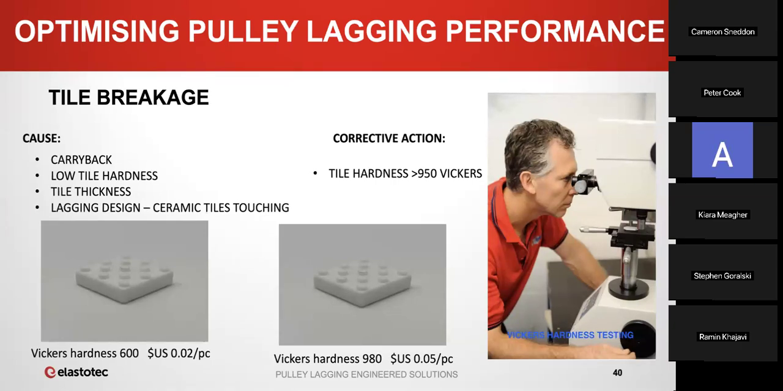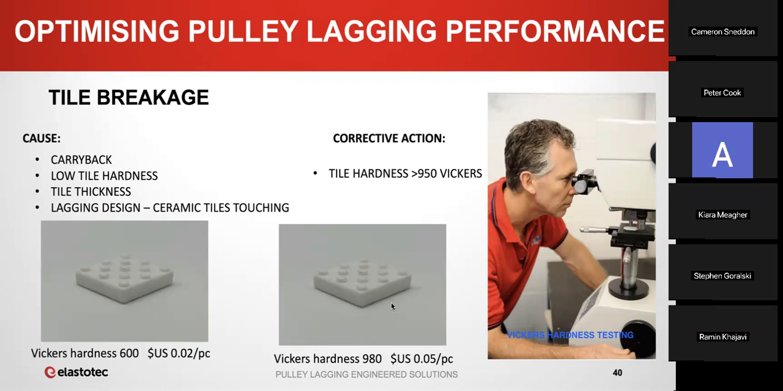When you're manufacturing lagging, 80% of the material cost in ceramic lagging is in the ceramic tiles. So the way that you make a low-cost ceramic lagging is you buy low-cost ceramic tiles. If you look at these two photos, they look identical. This tile on the left is a tile that you could buy. This is a standard tile used in ceramic lagging. It's 20 by 20 by roughly 5 millimeters thick. And that tile you could buy for 2 US cents each. And if you did a Vickers hardness measurement on it, you would get around about 600.